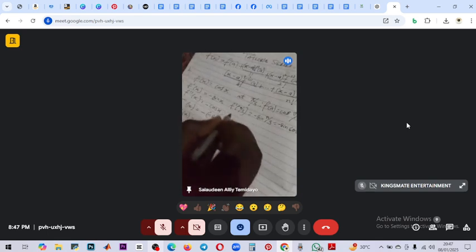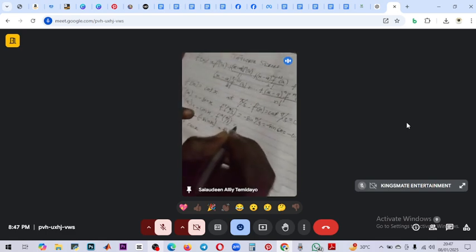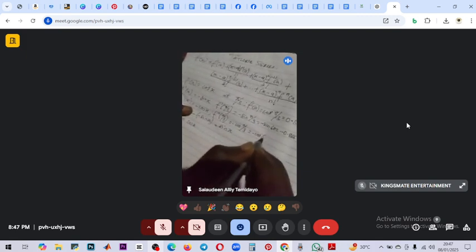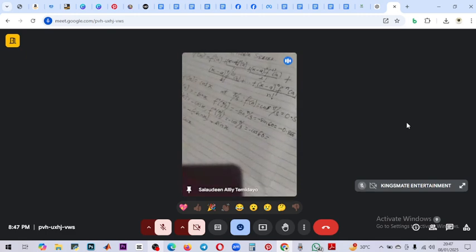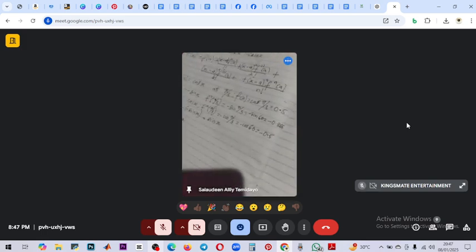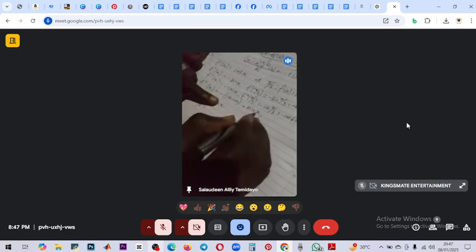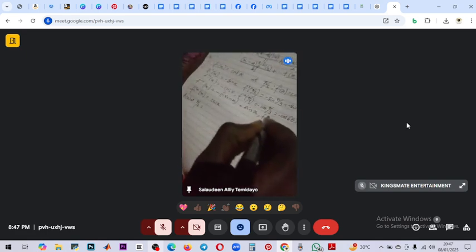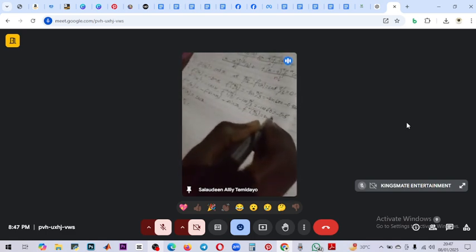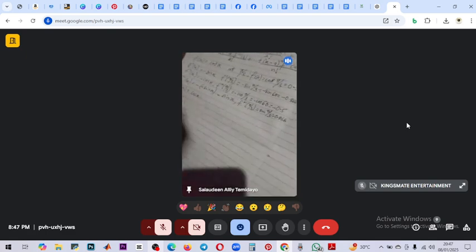Now, what is f double prime of x? That is given. So what is f double prime of pi over 3? That's going to be minus cosine pi over 3, and that is minus cosine 60. And we know that cosine 60 is 0.5. So this is minus 0.5. Then f triple prime of x is sine x. Therefore, f triple prime of pi over 3 is going to be sine pi over 3, which is sine 60, and that is 0.866.